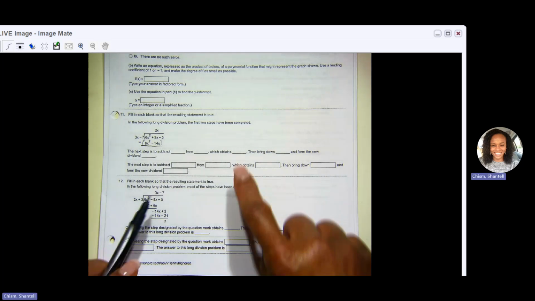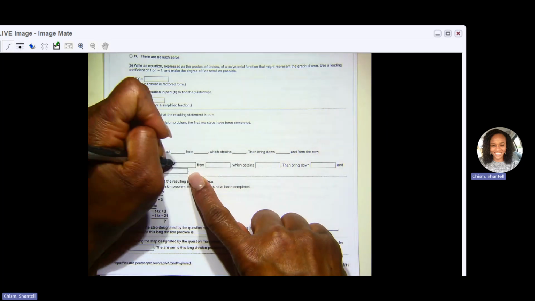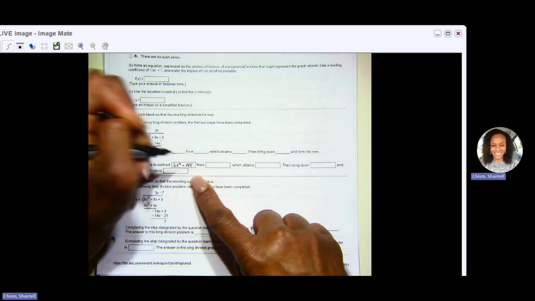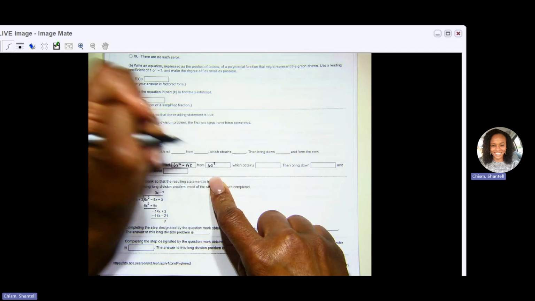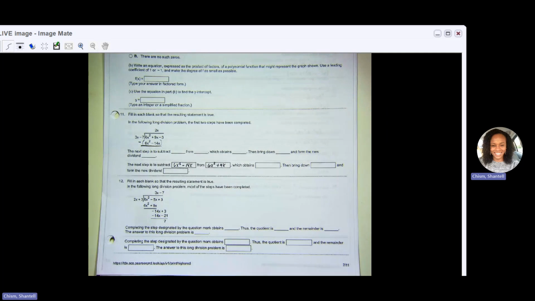Okay, so that means when we're filling in these blanks, it says the next step is to subtract 6x squared minus 14x from 6x squared plus 9x. That's what we would subtract.